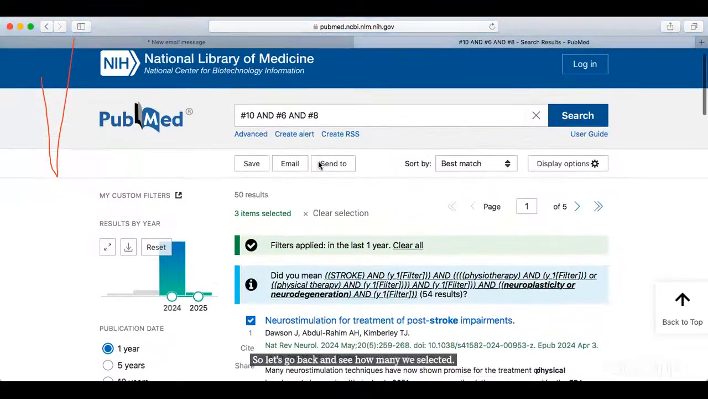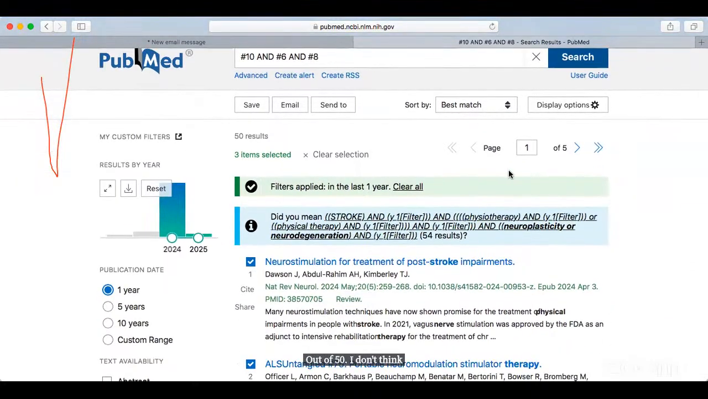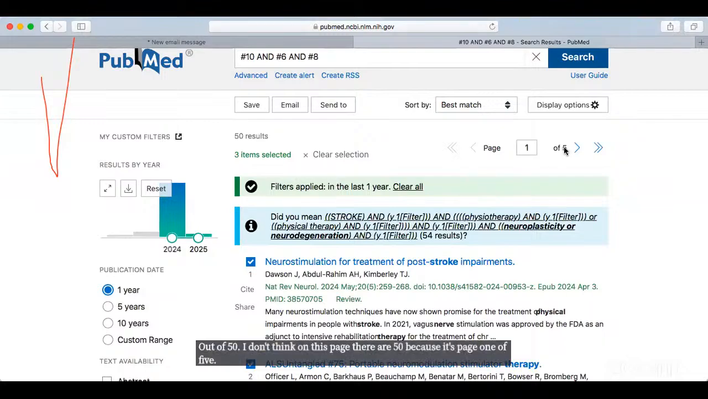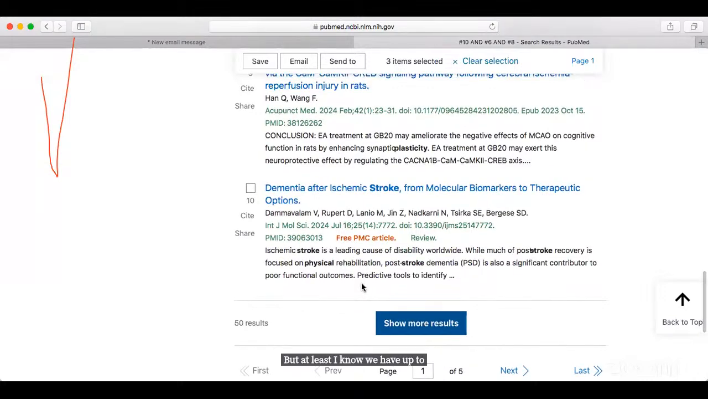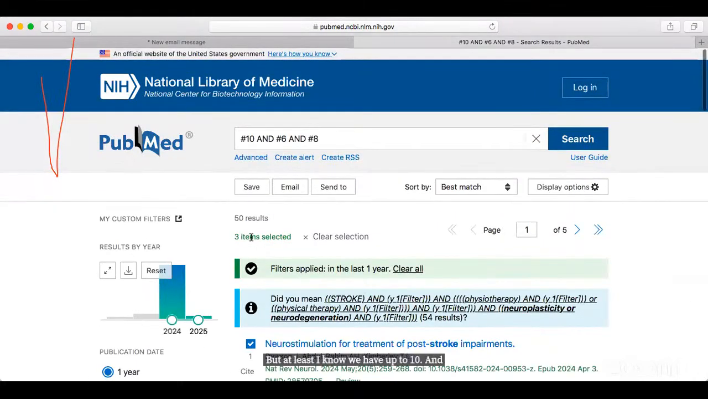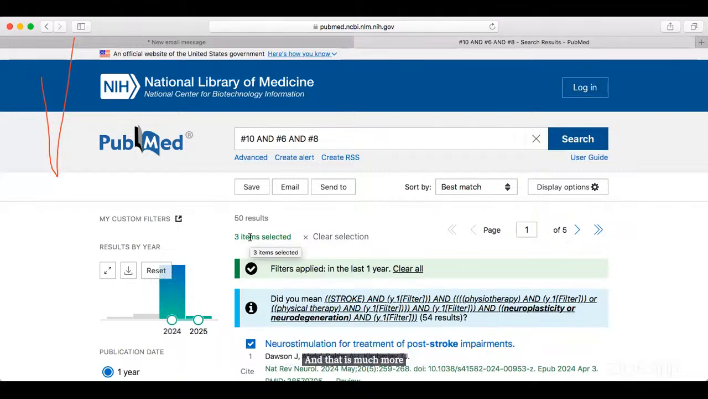3 items selected out of 50. I don't think on this page there are 50, because it's page 1 of 5. But at least I know we have up to 10, and out of the 10, we only have 3. So if we have 3 for every 10, we're only going to have 3 times 5, which is 15. And that is much more manageable.